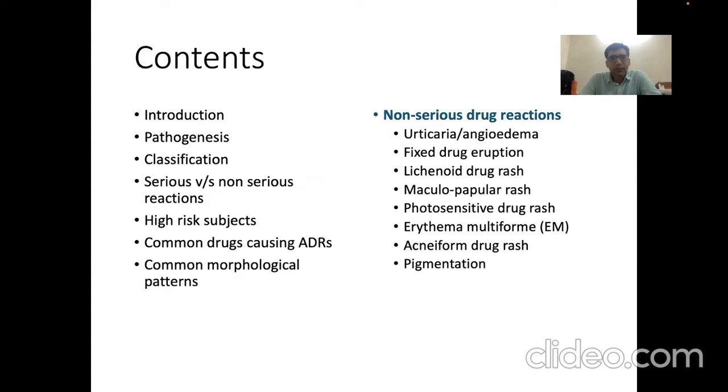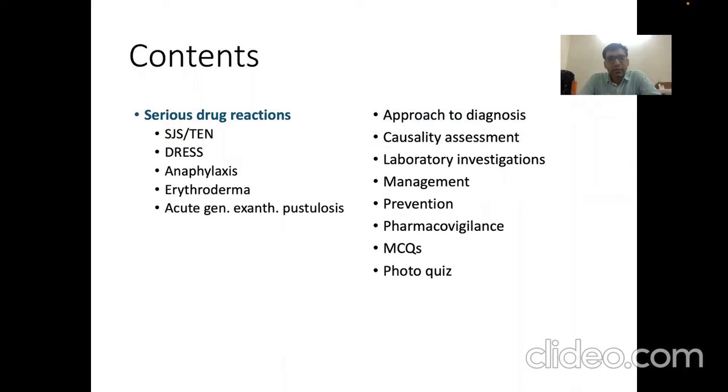Introduction. We'll start with the introduction, then pathogenesis, classification, types of serious and non-serious drug reaction, and common drugs causing ADR. So, what are the examples for non-serious drug reactions? This includes urticaria or angioedema, fixed drug eruption, lichenoid drug rash, maculopapular rash, photosensitive rash, erythema multiforme, acneiform drug rash, and pigmentation. And the examples for serious drug reactions are SJS-TEN, DRESS, anaphylaxis, erythroderma, and acute generalized exanthematous pustulosis.